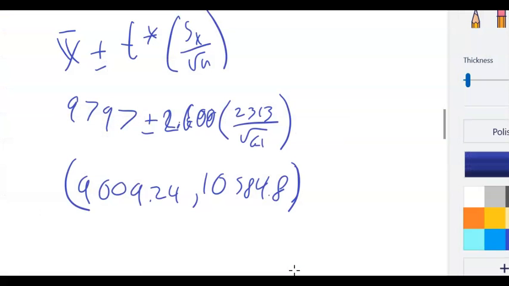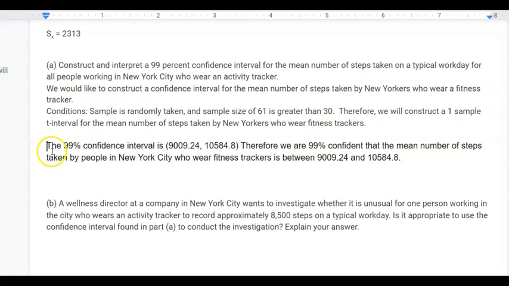So we are 99% confident that the average number of steps taken by New Yorkers who wear a fitness tracker is between 9,009.24 and 10,584.8. So here you go, there is that interval, there is that statement. The 99% confidence interval is 9,009.24 to 10,584.8.